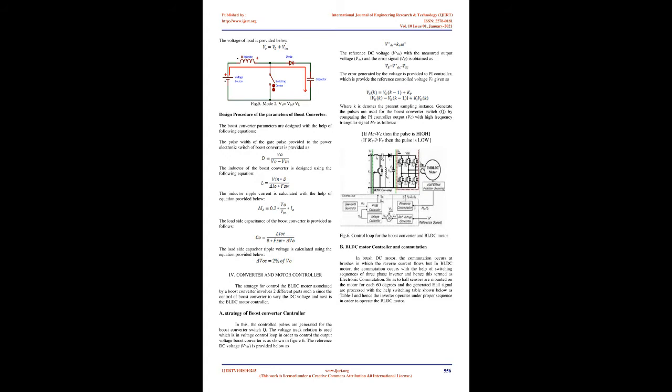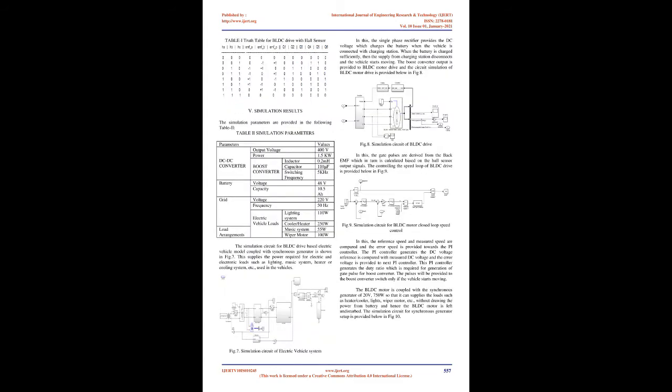Mode 1. The equivalent circuit for operational mode 1 is given in Fig. 4. Initially, switch Q is on and the inductor charges during this period of time. The voltage of inductor and load are provided below. Mode 2. The equivalent circuit for operational mode 2 of the boost converter is provided in Fig. 5. Here, the switch Q is off and the inductor discharges during this period and is connected in series with the battery voltage in order to get boosted voltage at the load side. The voltage of load is provided below.